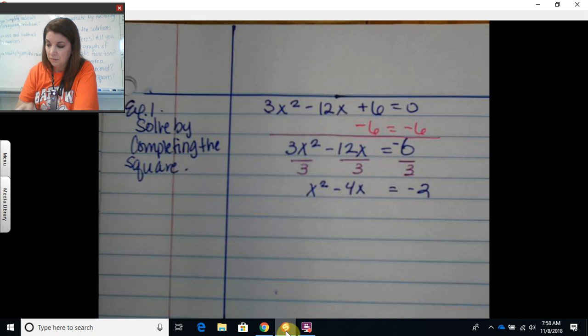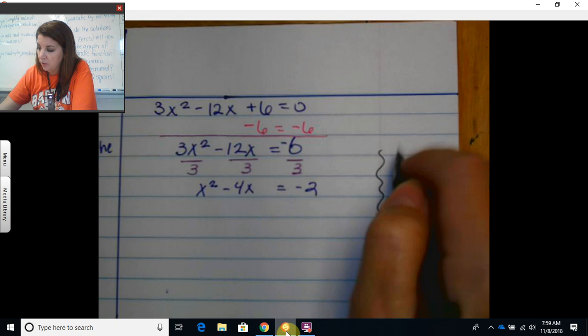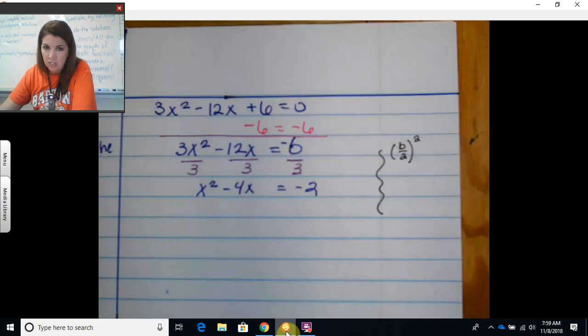Step 3, complete the square. To do this, figure out what b divided by 2 is and add this number to both sides of the equation. Okay, so I kind of do that over to the side. So we want to figure out what b divided by 2 quantity squared is.